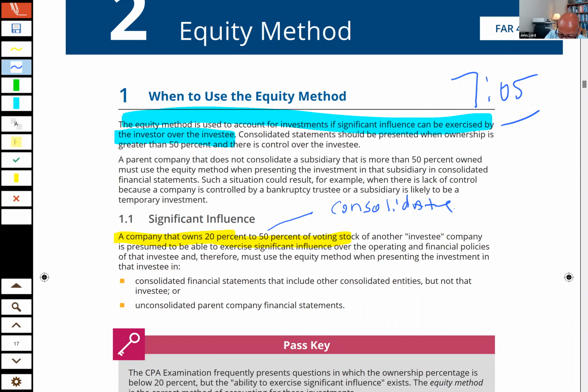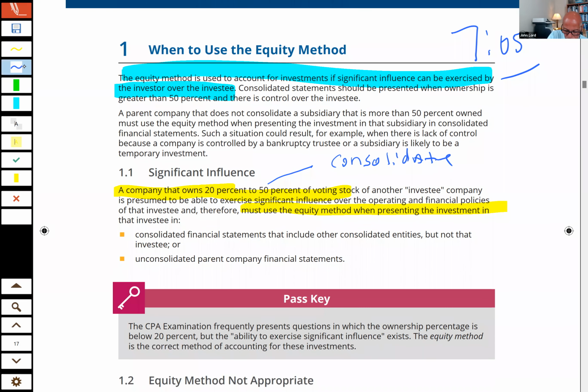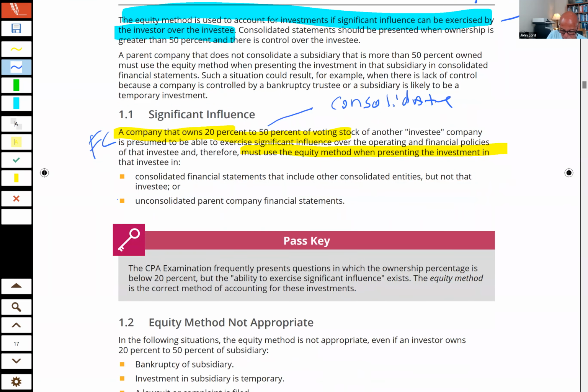Now, they tell us that under that situation, when you get in that 20 to 50%, we must use the equity method. Of course, they're ignoring the fair value option that we talked about earlier with that sort of strong statement. Okay, so you can flashcard that 20 to 50% rule if you feel you need to, although I think it's pretty easy to remember. Now, what I definitely want you to flashcard and find, there's a helpful passkey here.